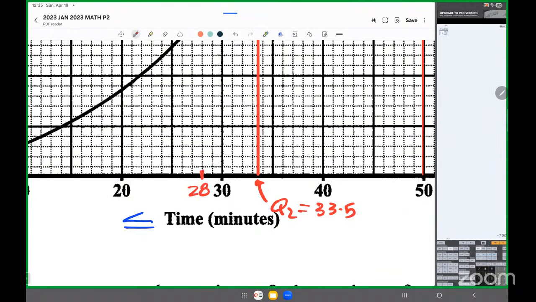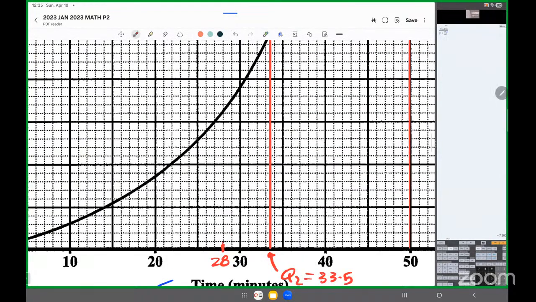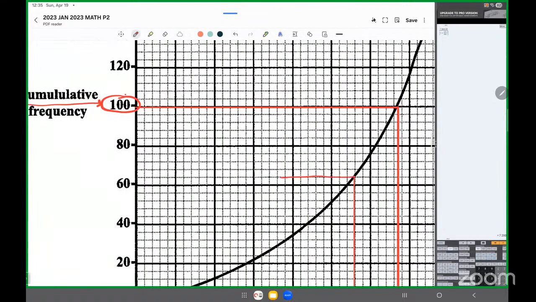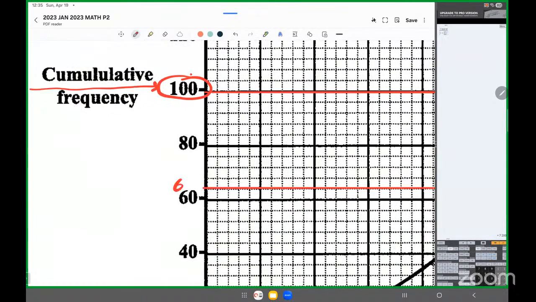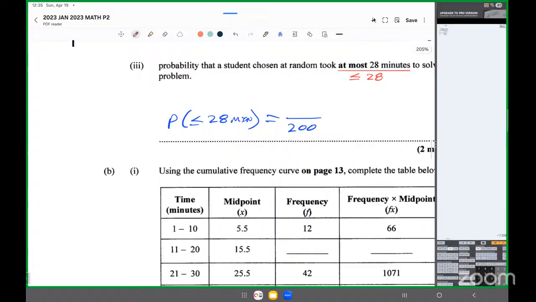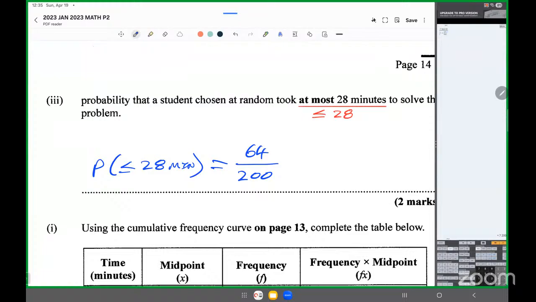28 minutes. Come up on the graph and read off 28, taking us right up to here. I'm going to come across to here. That's 64 students. This is 64. See that? So 64 out of 200. 64 students took less than that time.